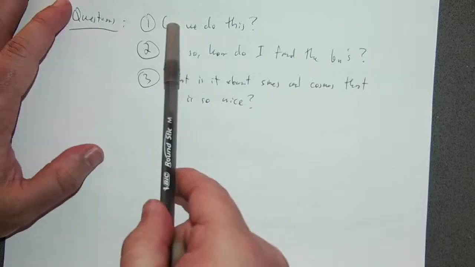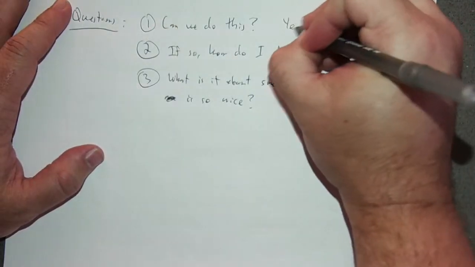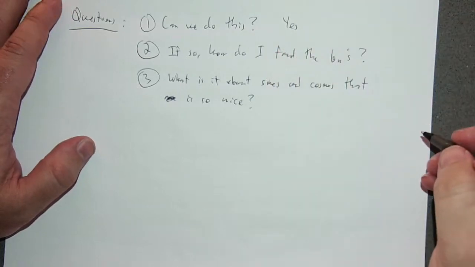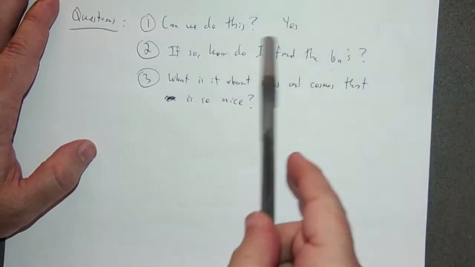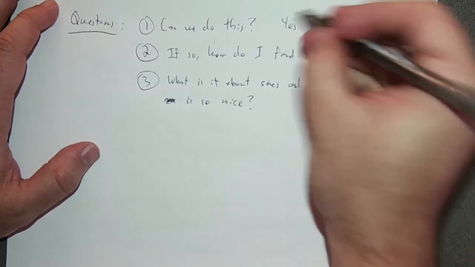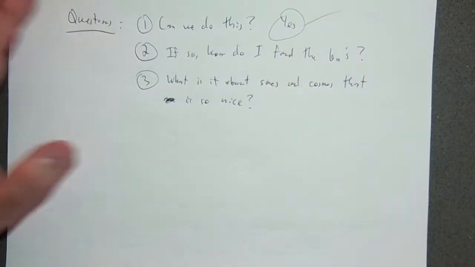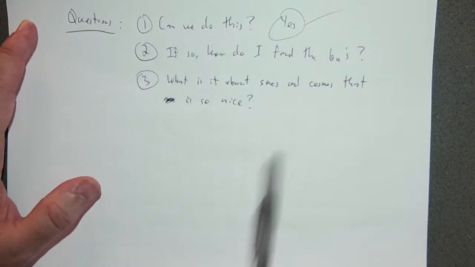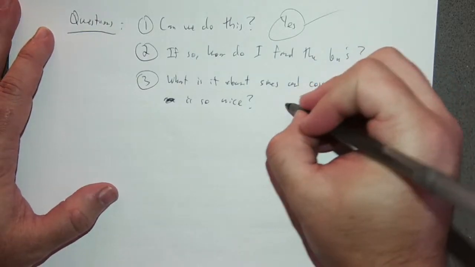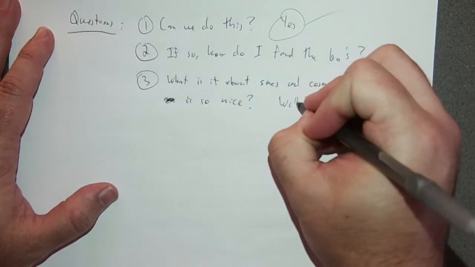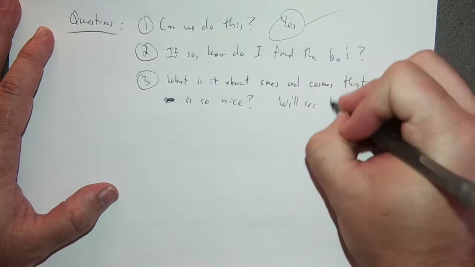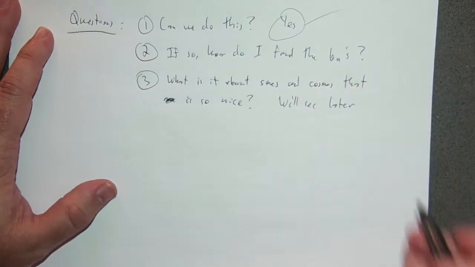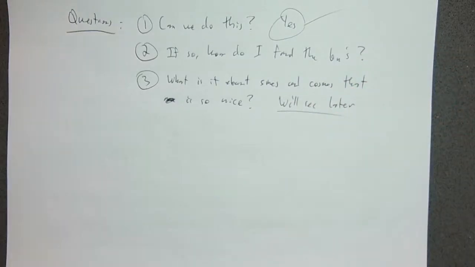So the answer to can we do this is yes, if phi is reasonable. So under some very mild assumptions, can we do this? Yes. That's pretty amazing. If so, how do I find the b sub n's? We'll see here in a second. What is it about sines and cosines that is so nice? We'll see later, but also we're about to see most of the answer right now.